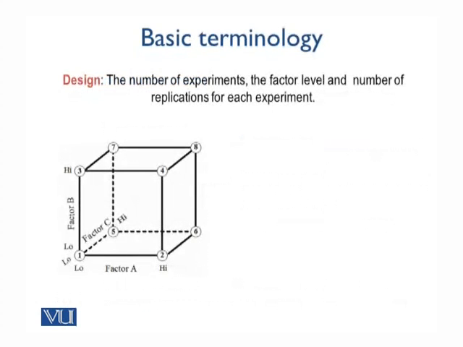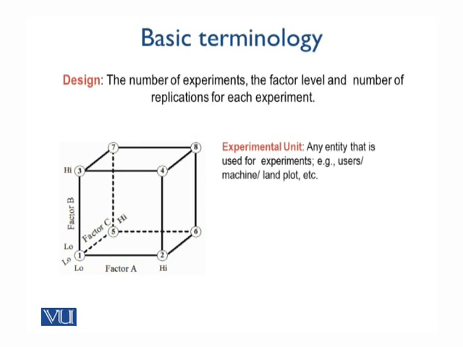A design is simply the number of experiments, the number of factors that you have, the levels that they can take, and the number of experiments that you perform on each factor level setting. When we specify all of this, we are specifying the design of experimental design. So we need to learn about a few more terms. The next term is experimental unit.